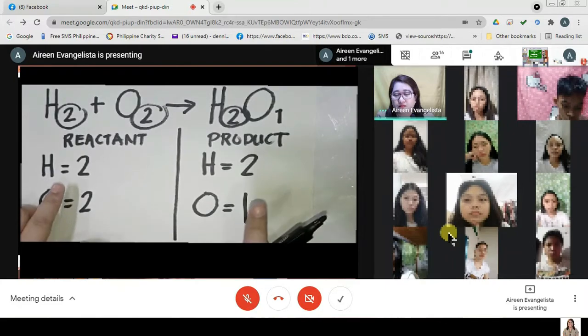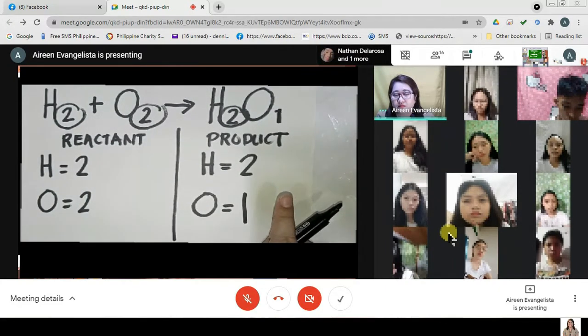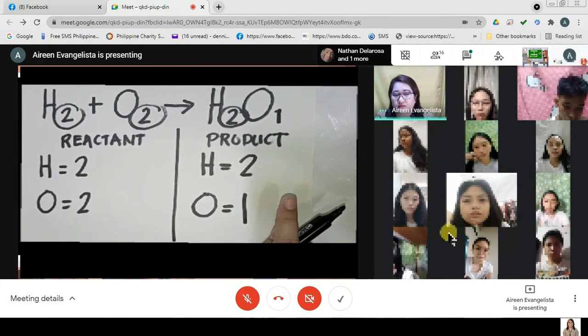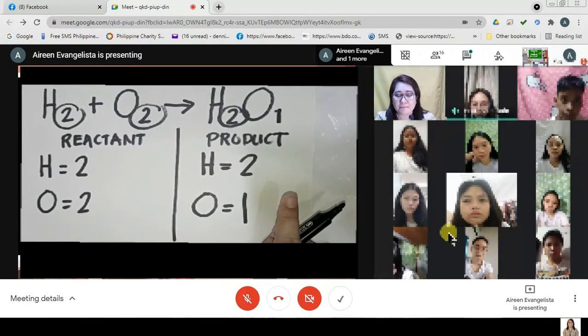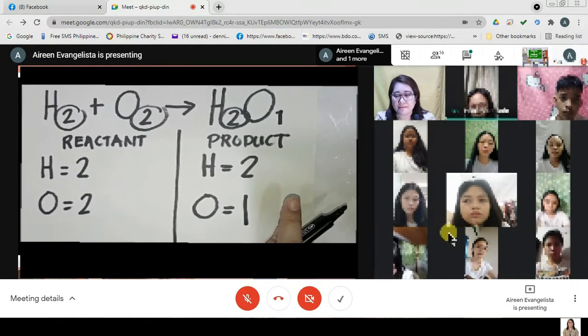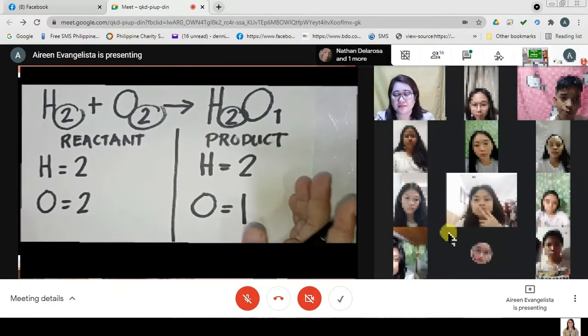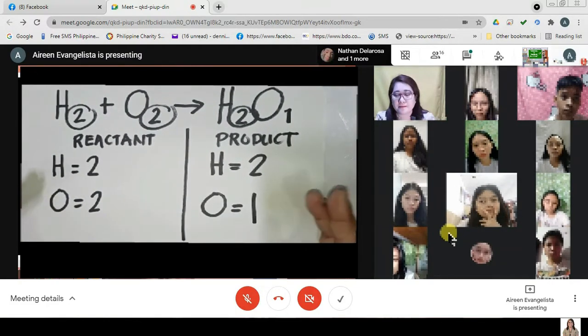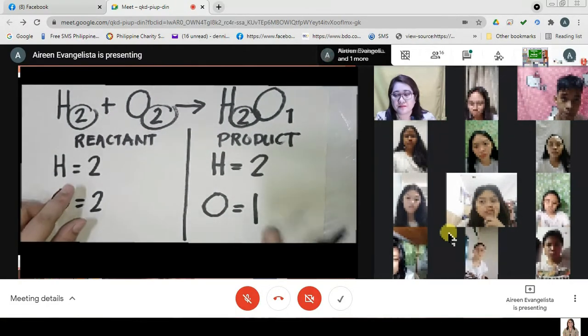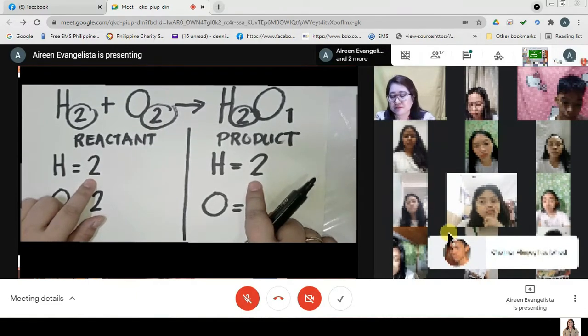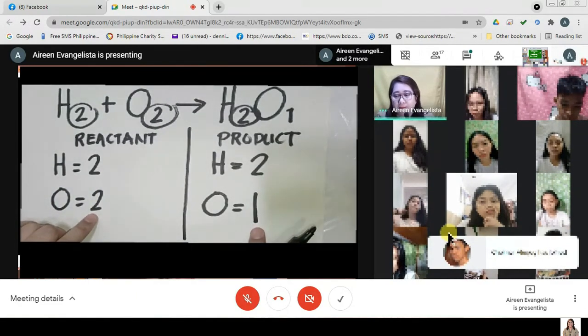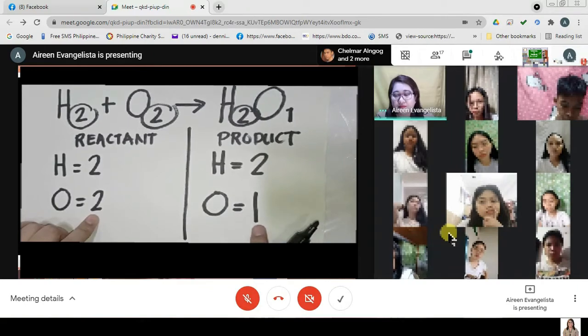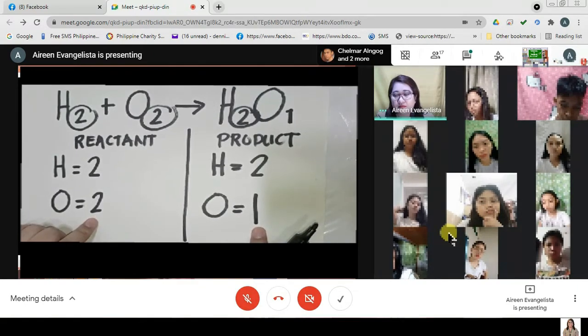oxygen. So according to the law of conservation of mass, matter is neither created nor destroyed. It must start and end with the same amount. So it must be equal or balanced. The left and the right side must be balanced. So here, the hydrogen is balanced in the reactant and the product, while the oxygen is not balanced.